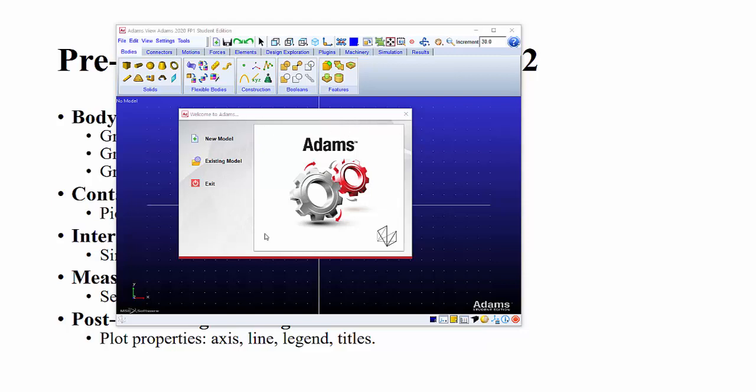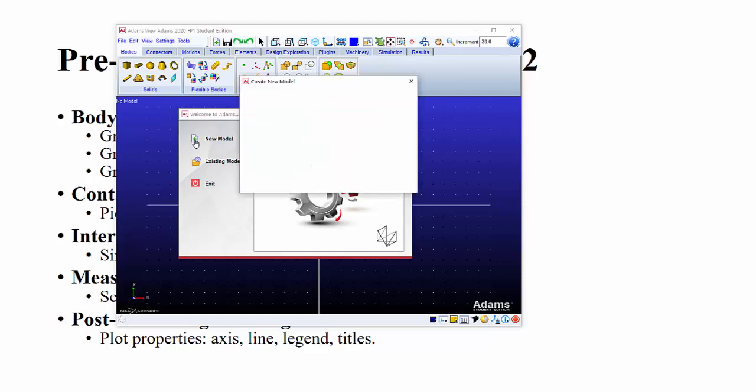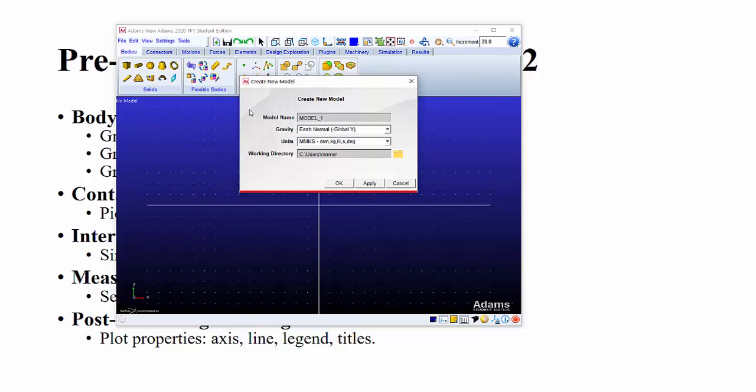So this is our welcome screen from Adams. In this welcome screen, we are going to start a new model. So I'm going to click on new model, and clicking this new model will bring this window, and this is where we create a new model.